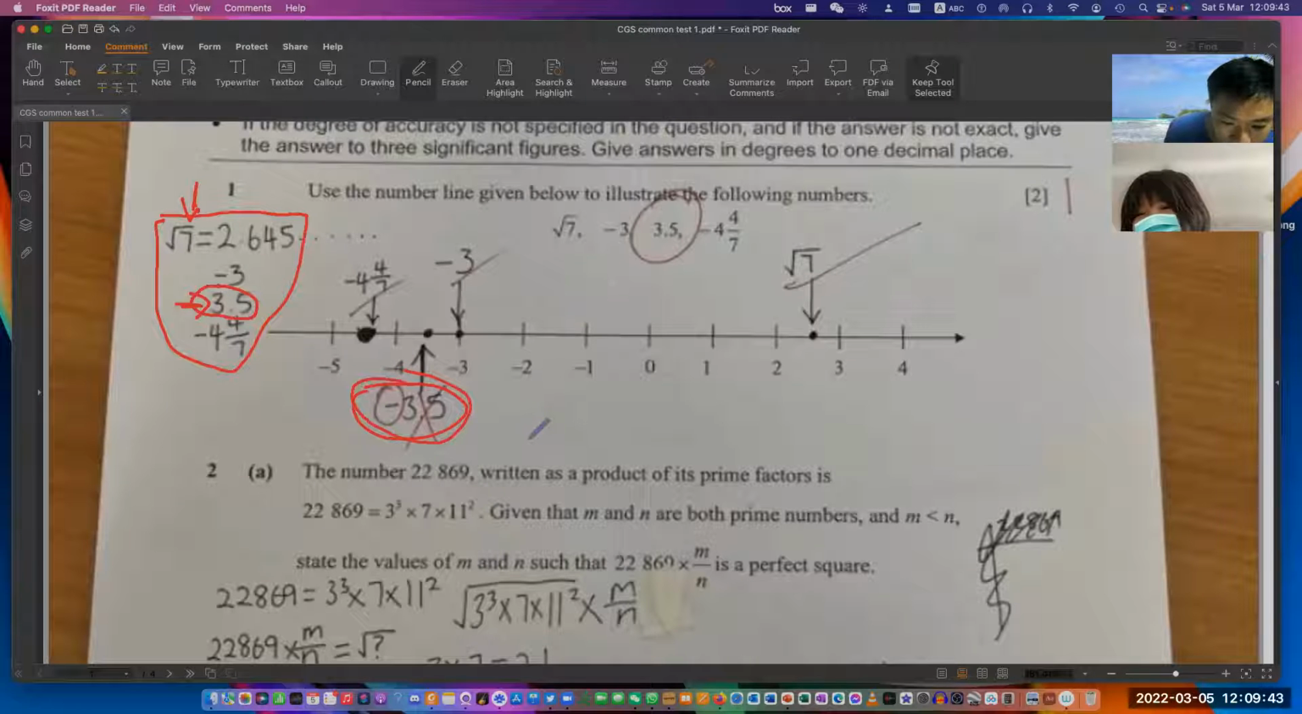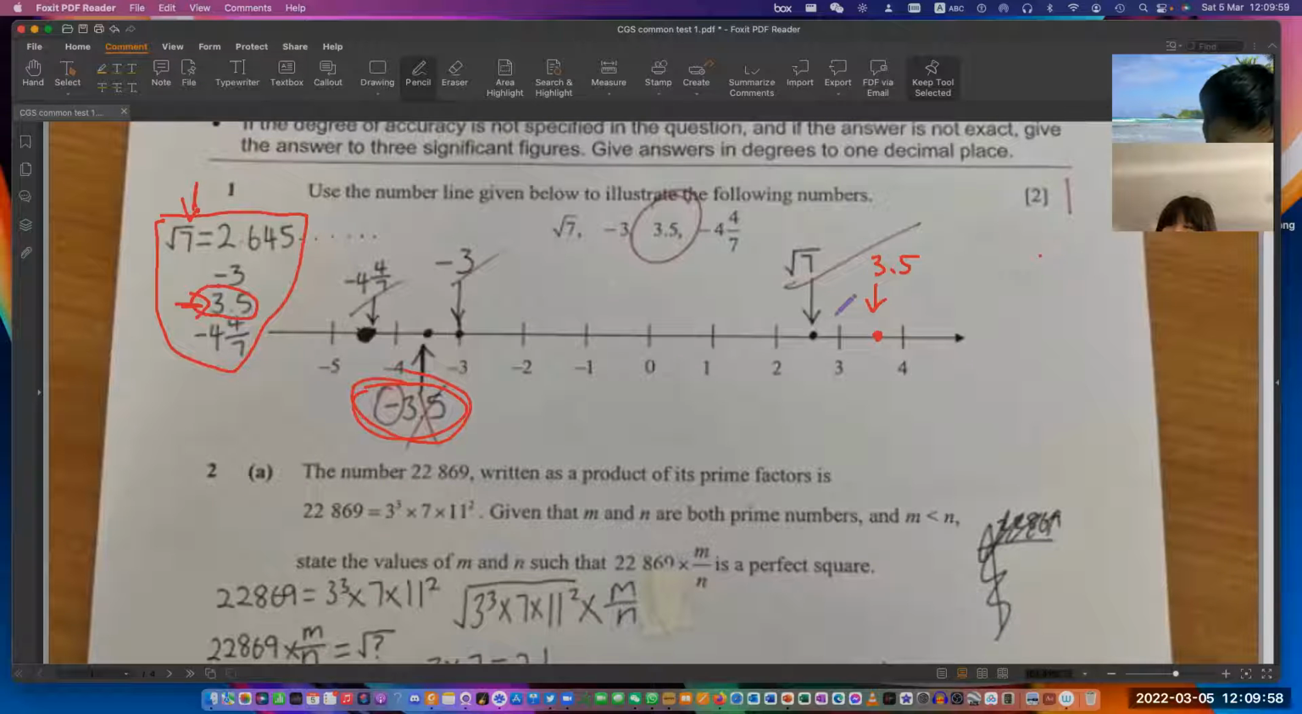You are not answering the question. Okay, so you are supposed to put 3.5 here. So in a way, you lose 1 mark because of this.